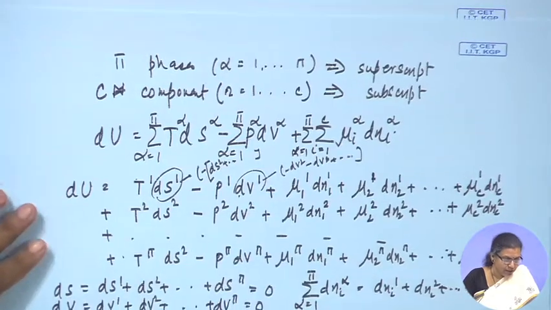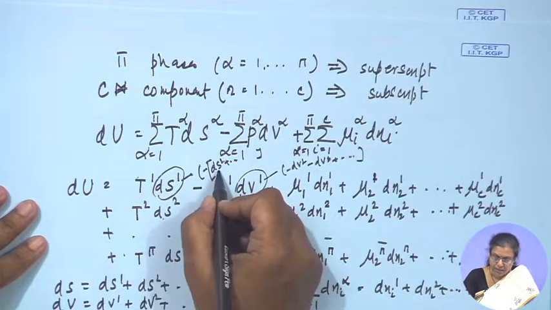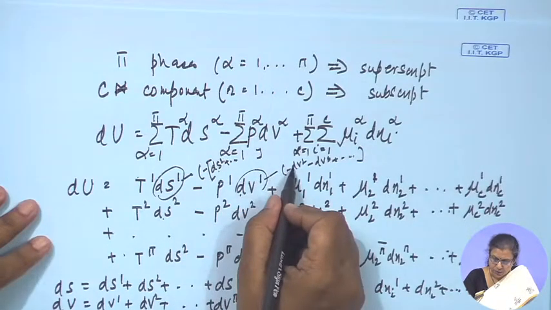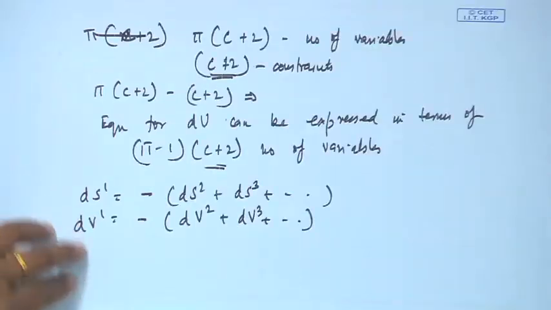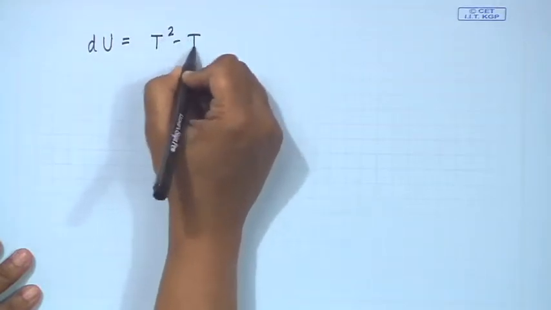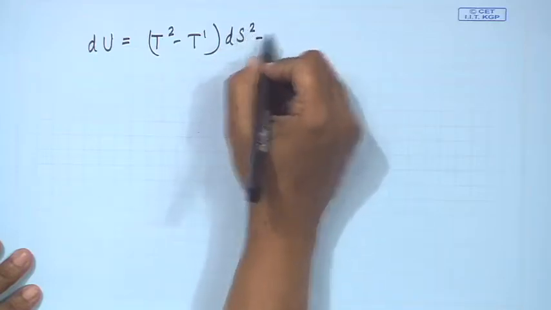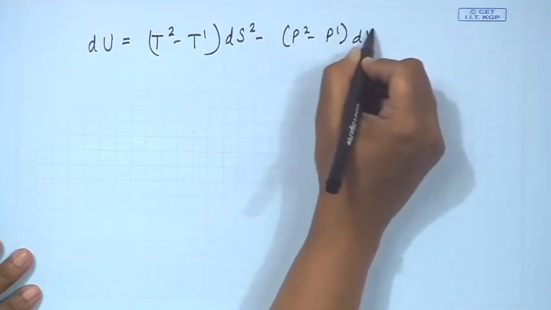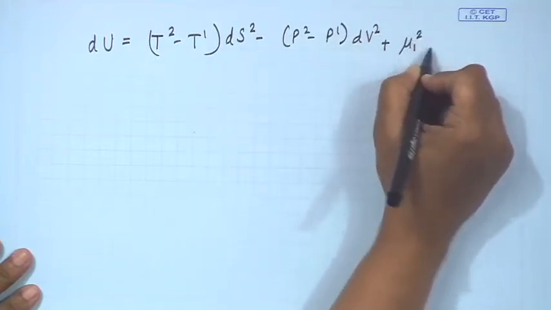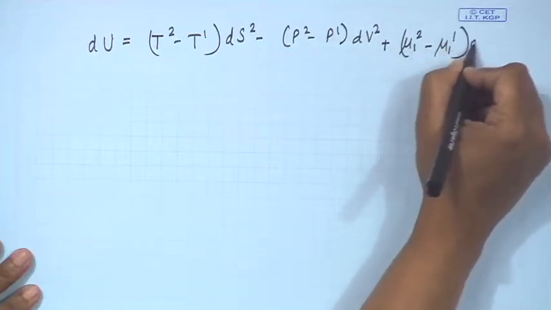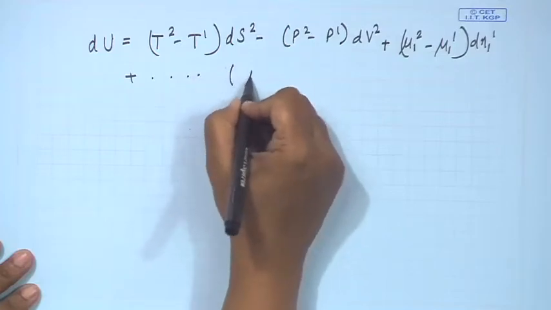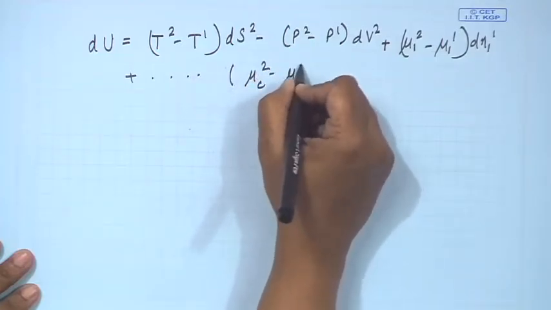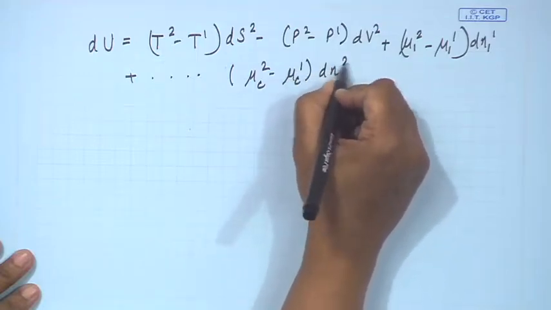So once I write it down in this particular term, I find that there is a dS2 and there is a dS2 here. There is a dV2, there is a dV2 here as well. Same way, there is a dS3 and there is a dS3 here. So once I start arranging it in this particular form, what is the resulting expression that I get? The resulting expression which I get is (T2 minus T1) dS2 minus (P2 minus P1) dV2 plus (mu_1,2 minus mu_1,1) dn_1,2 plus so on and so forth till (mu_c,2 minus mu_c,1) dn_c,2.